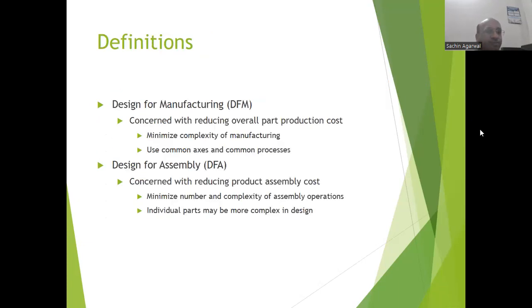The common set of design considerations includes assembly, environment, manufacturing, quality, reliability, safety, and serviceability. Now DFM considers all activities concerned with reducing overall production cost, that is PPC. It minimizes the complexity of manufacturing. It uses common axes and common processes. Whereas design for assembly is concerned with reducing the product assembly cost. So it minimizes the number and complexity of assembly operations. Individual parts may be more complex in design.